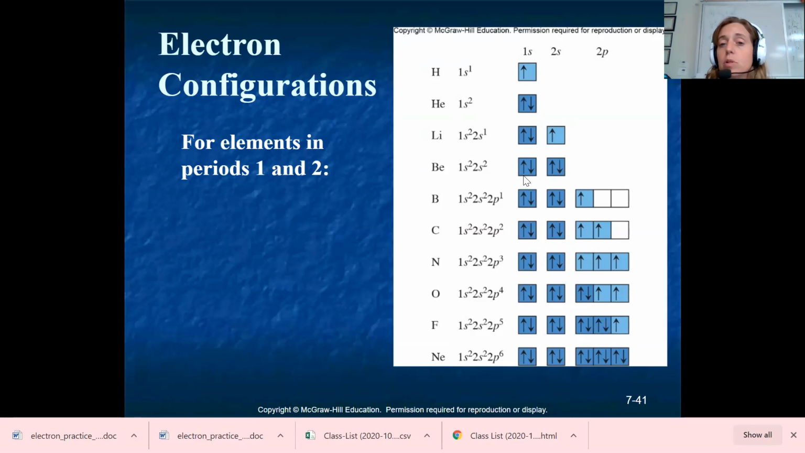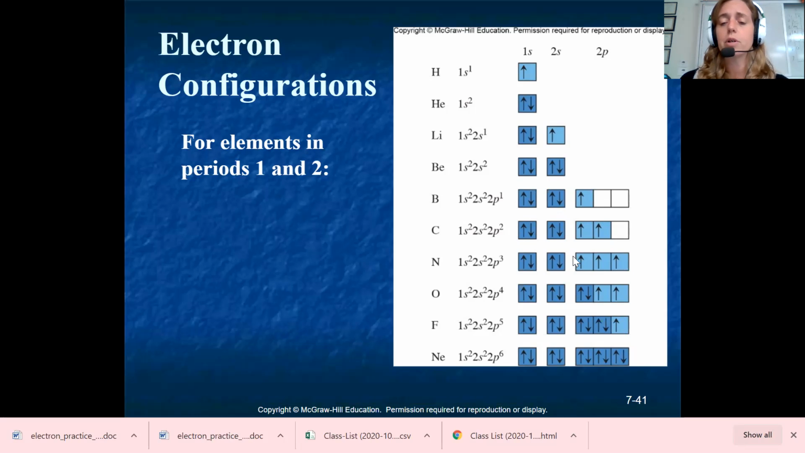Now, remember, in the s orbital, since there's only one orbital, you'll go up and then down. But the p has 3 sublevels because you have a total of 6 electrons, so there's going to be 3 boxes here. In boron, like we just talked about, you're going to fill up 1s2 and 2s2. And then when you get to the p, you have 3 sublevels within the p orbital, and you're going to fill that very first one.